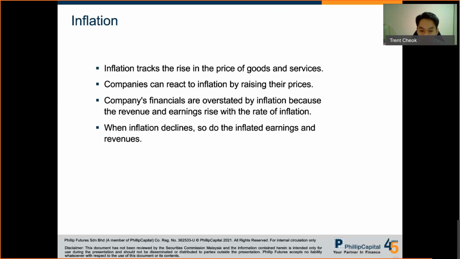Companies can react to inflation by raising their product price. So let's say when inflation is increasing, their input price, maybe their raw material prices, will also increase. So as a result, their cost will increase. And when the cost increases, then the consumer will get the negative effect of it, which is they have to pay more for the product produced by the company. So companies usually react to inflation by raising their price. This is how economic theory works.